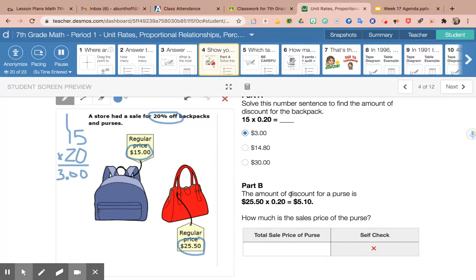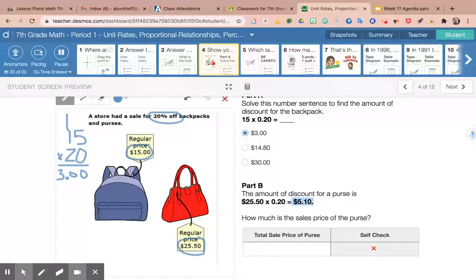Part B says the amount of a discount for the purse. So this time they finished multiplying for you. So the regular price of the purse was $25.50. They multiplied it by the 20% and they got $5.10. So the discount of the purse is $5.10.